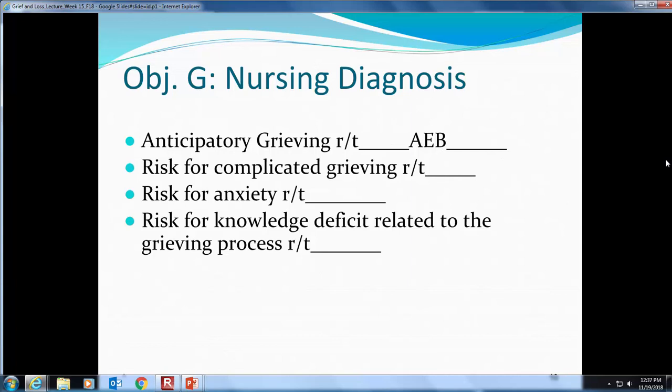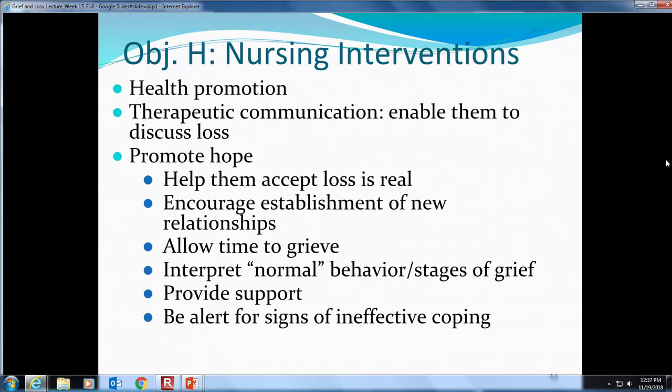Here are some nursing diagnoses that would be appropriate for individuals experiencing loss, grief, or death. Nursing interventions to assist patients with grief are going to vary depending on their stage of grief. Health promotion interventions include assisting in learning to deal with their loss, to make effective decisions, and to adjust to the disappointment, anxiety, or anything else from the loss.